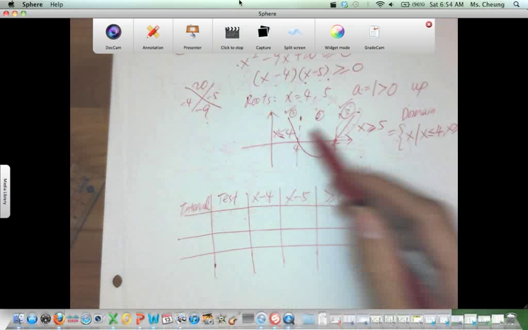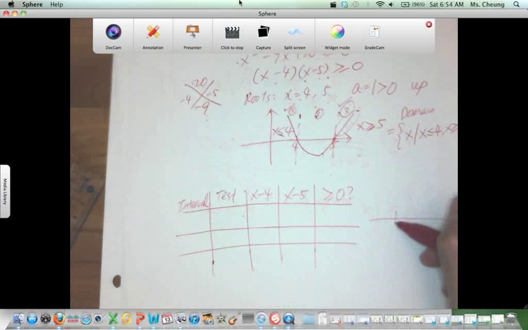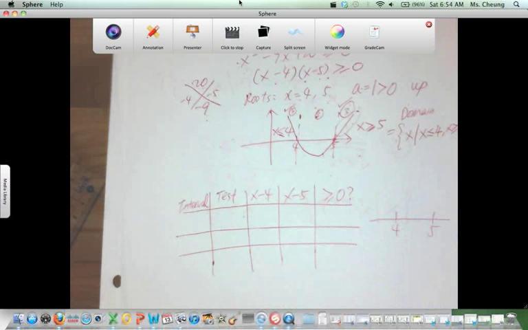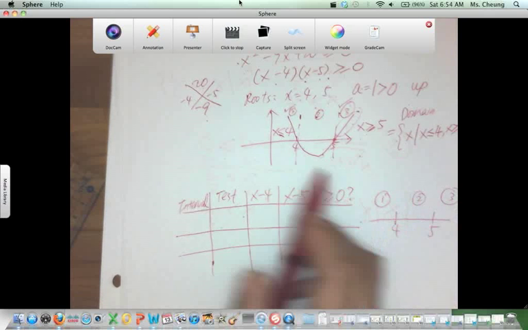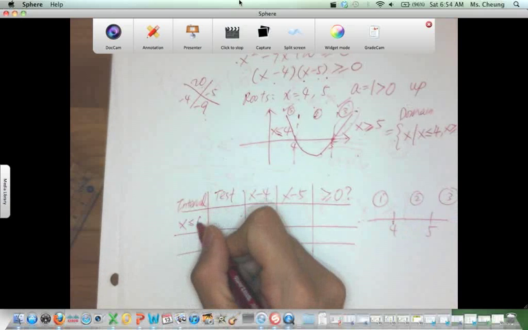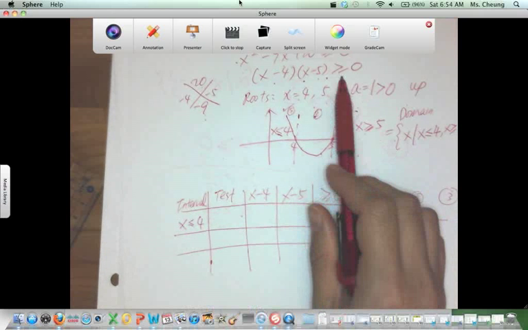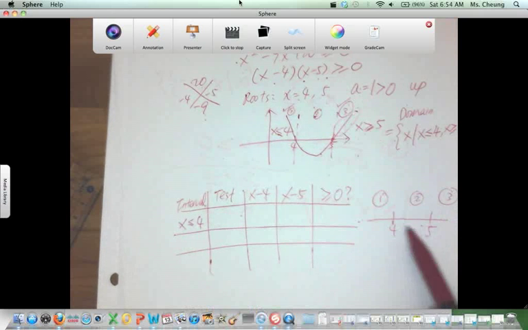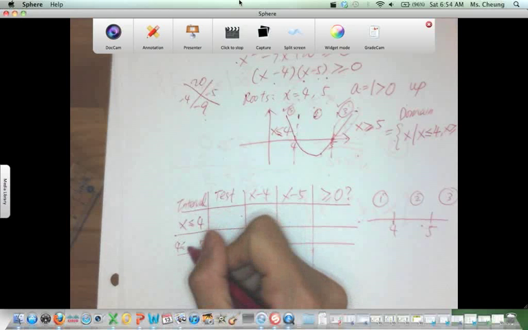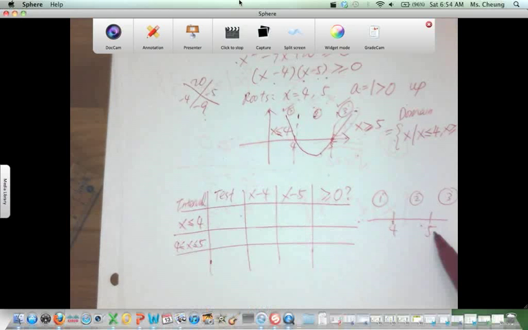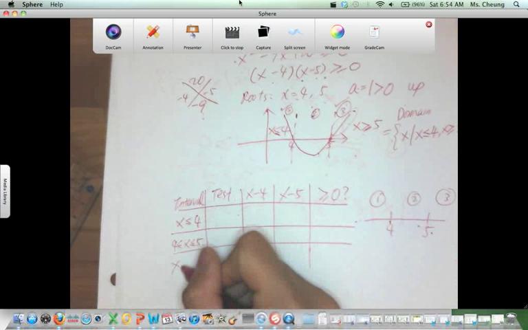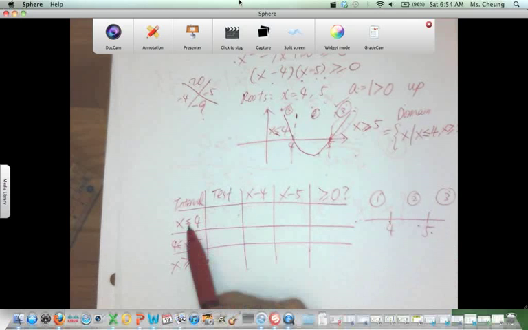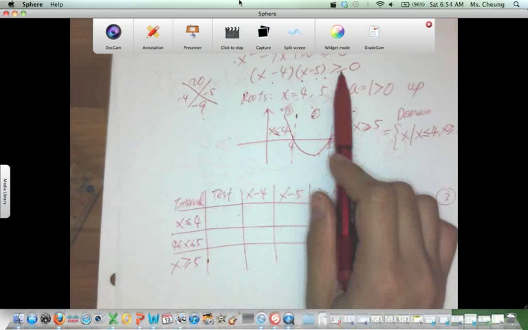For the first interval, you'll have the roots positive 4 and positive 5. So this is the first interval, second interval, and third interval. Any value less than 4, including equal to because it can equal 0. And then in between is between 4 and 5, so I will write my interval like this. And the last one is any number greater than 5, so I can put my interval like this. I have the equal sign because it can equal 0.